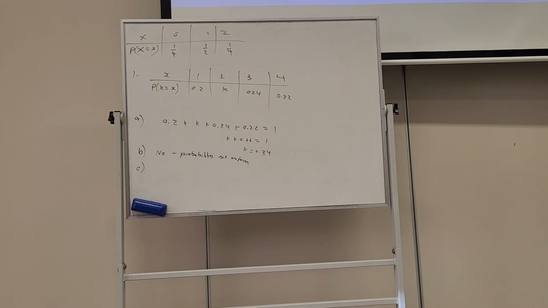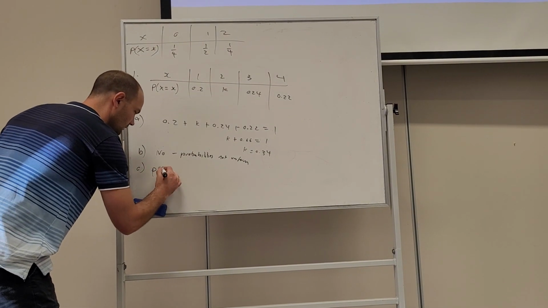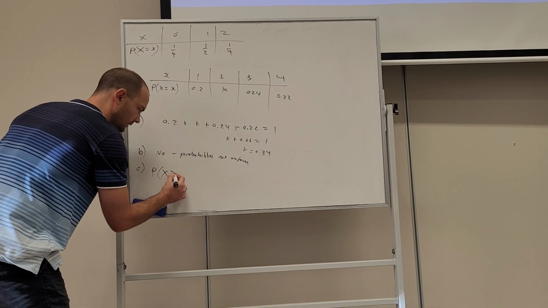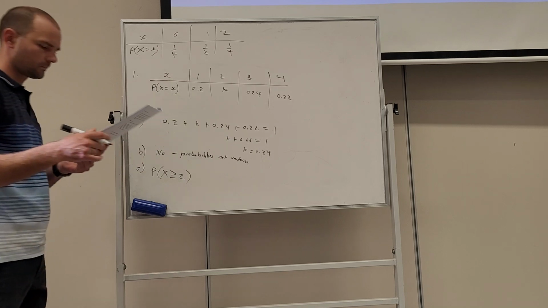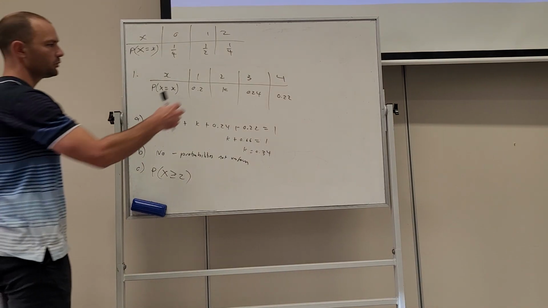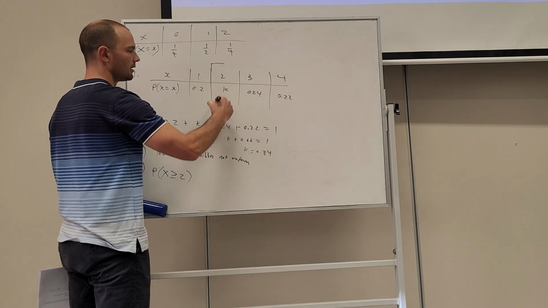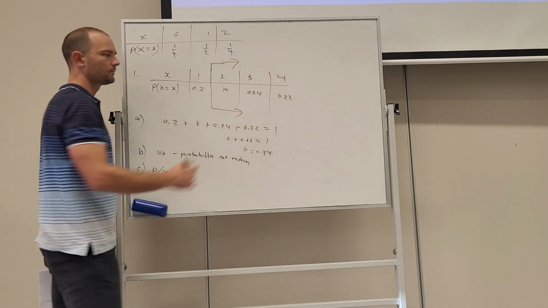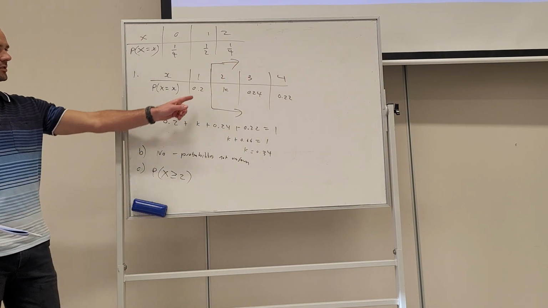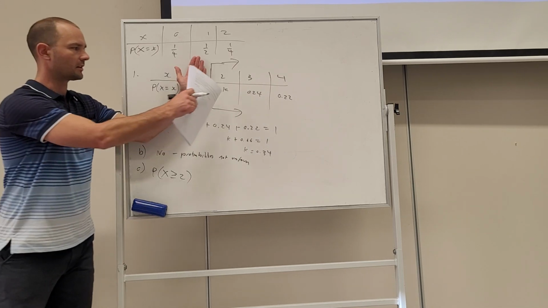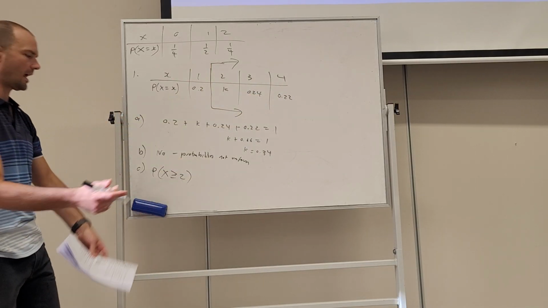C. Find the probability of the random variable being larger than or equal to 2. So what this means is event 2 plus event 3 plus event 4. Now notice how all of the events add up to 1. So we can just go 1 take away 0.2 is going to leave us with that sum there, or you can add it up.